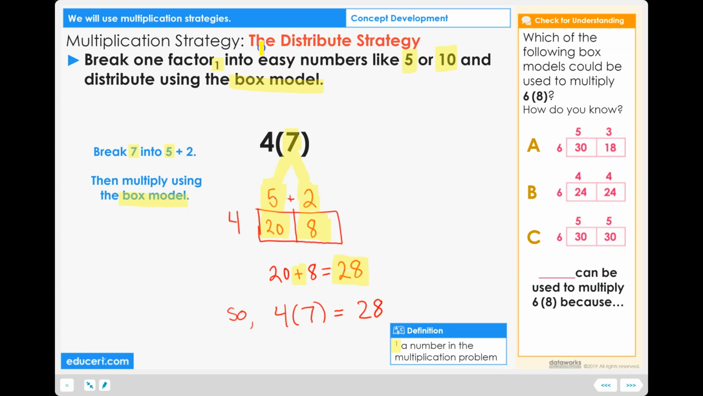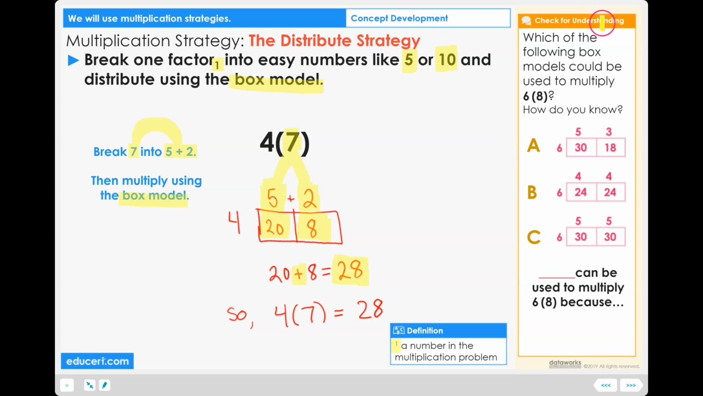The most important part of the distribute strategy is deciding how you want to break the second number up. And we're looking at either 5 or 10, but like I said before, you can use any breakup as long as they still add back up to 7. You couldn't take 7 and break it into 4 plus 4, because 4 plus 4 is 8. So it still needs to equal the original number that it came from.